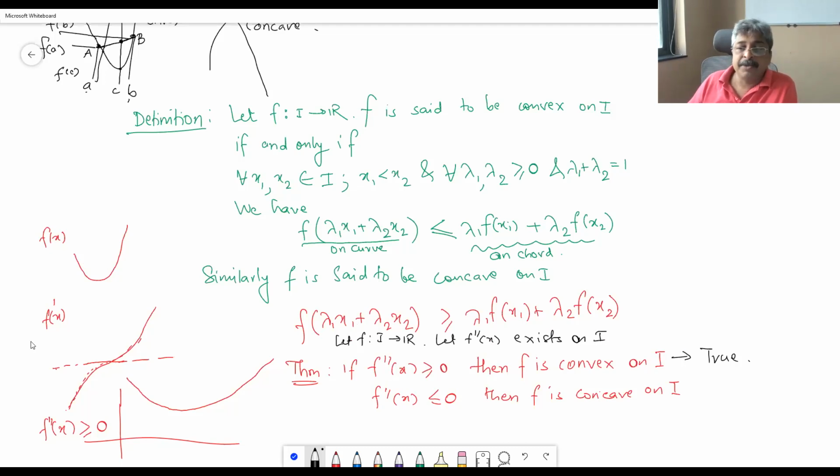But that is not acceptable. We cannot prove theorems by sketching the curve. We have to write the algebraic proof. I give you some time to try your level best. What is given? F double dash of x is greater than or equal to 0 for every x in that interval.